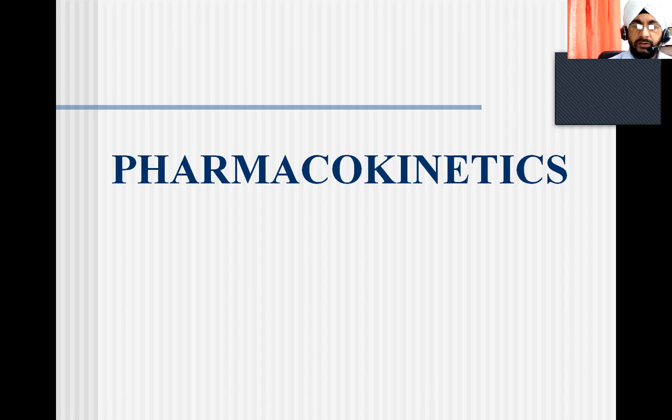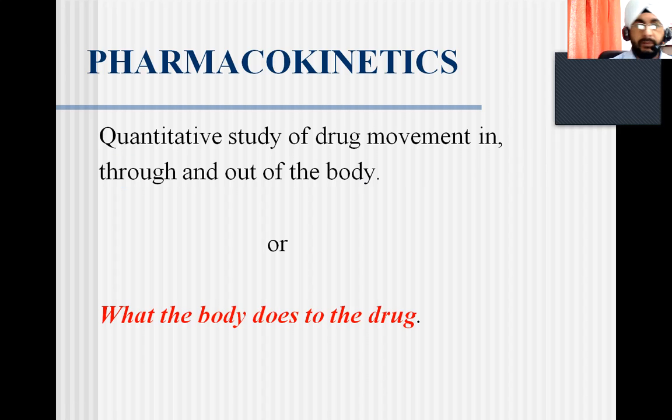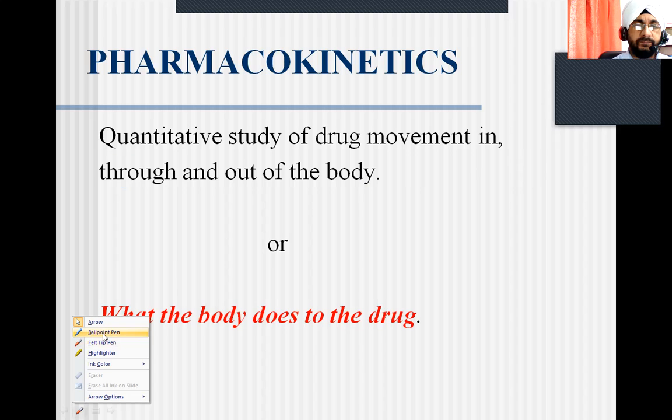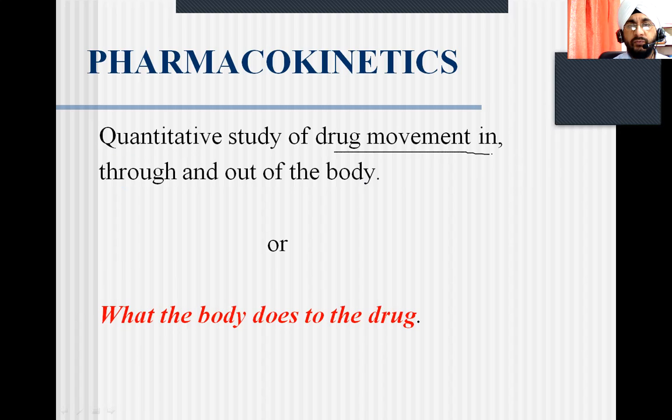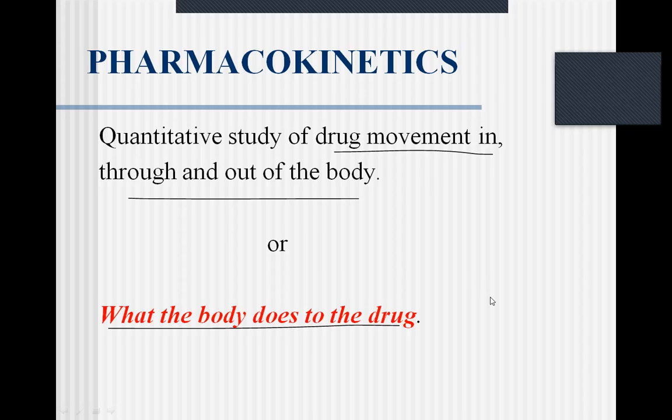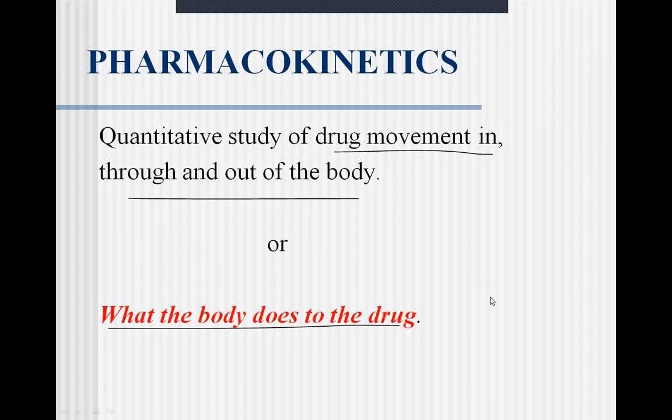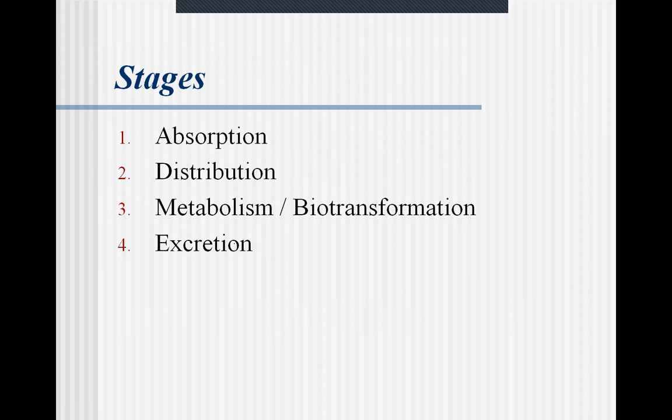So we start with the term pharmacokinetics. Pharmacokinetics is a quantitative study of drug movement in, through, and out of the body. Or, in simple terms, it is what the body does to the drug. This is the basic definition. The other form that is also used is that absorption, distribution, metabolism, and excretion of the drug are encompassed in the term pharmacokinetics.